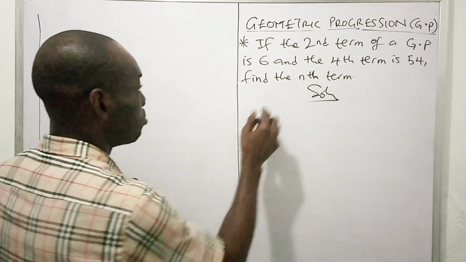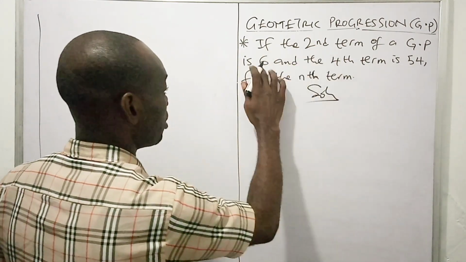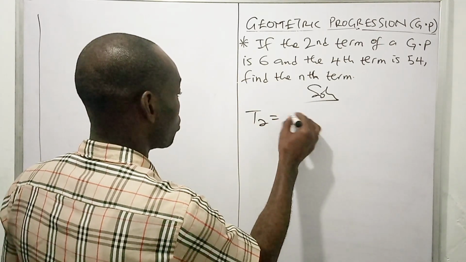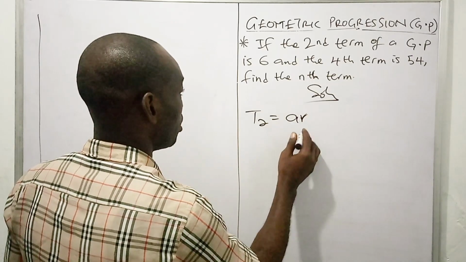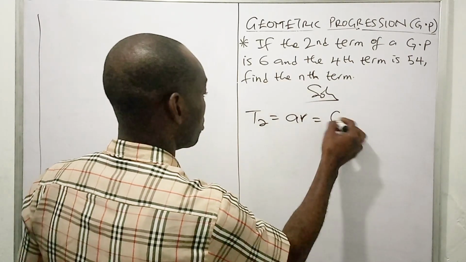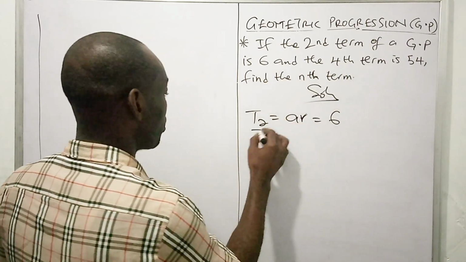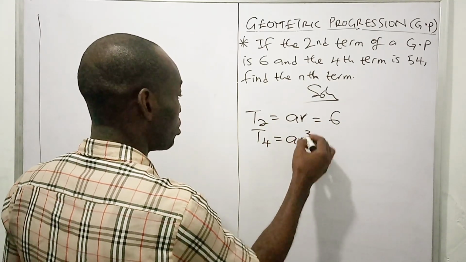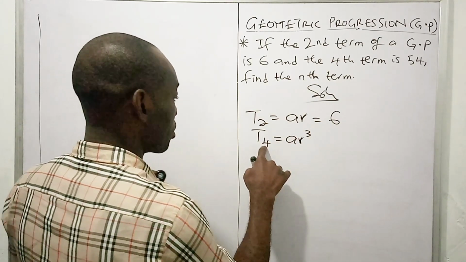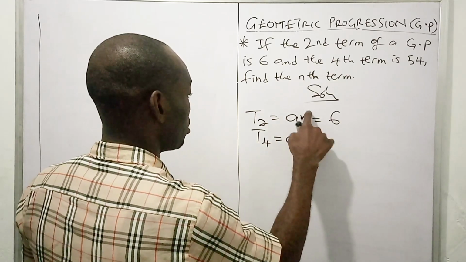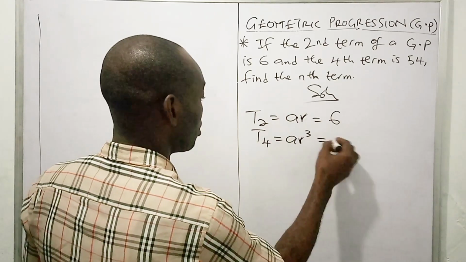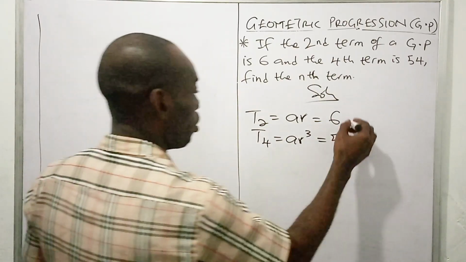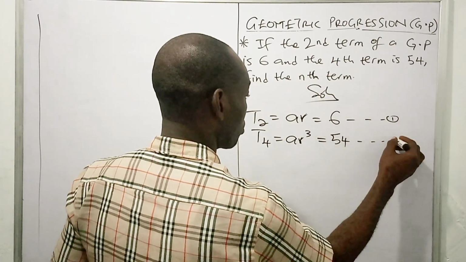Now, the second term, as they said, is 6. So T2 for a GP, the expression is AR, and that's equal to 6. We are also told that the fourth term, T4, the expression is AR cubed, and that is 54. We'll call this our equation 1 and this our equation 2.